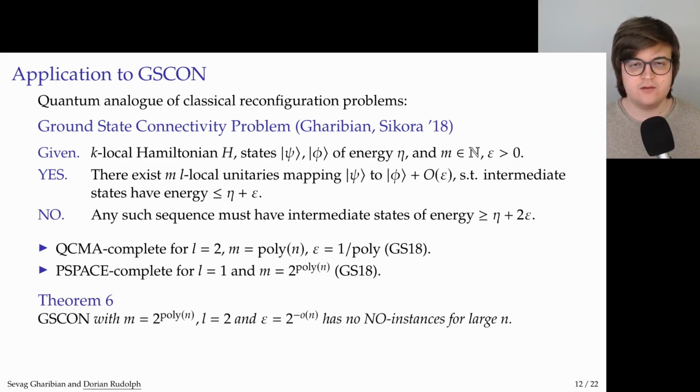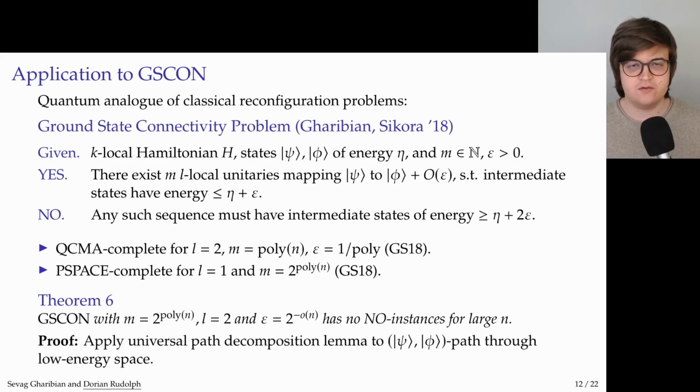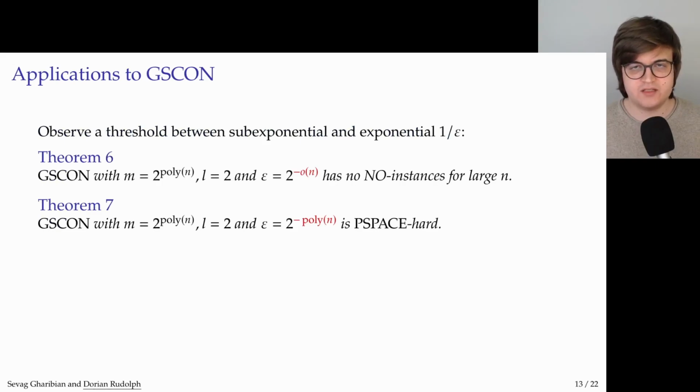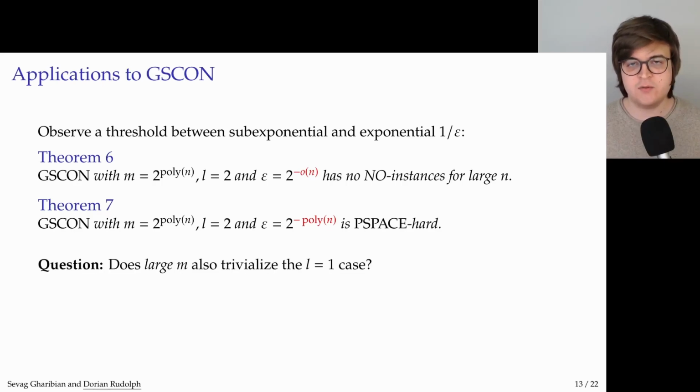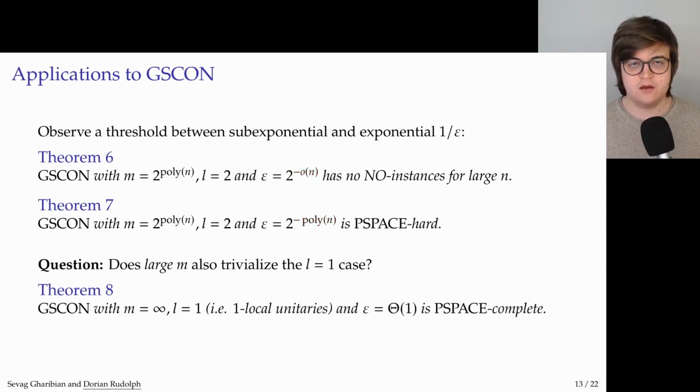We show that if the sequence length is exponential and the error is sub-exponential, then GSCON has no no-instances for large n and is therefore trivial. This follows by using the universal path-following lemma to map from psi to phi through low-energy space. We can observe a threshold between sub-exponential error, where GSCON becomes trivial, and exponential error, where GSCON becomes PSPACE hard. One may ask whether a large m also trivializes the one-local case. We show this not to be the case, as GSCON with unbounded m and l equals 1 is still PSPACE complete.